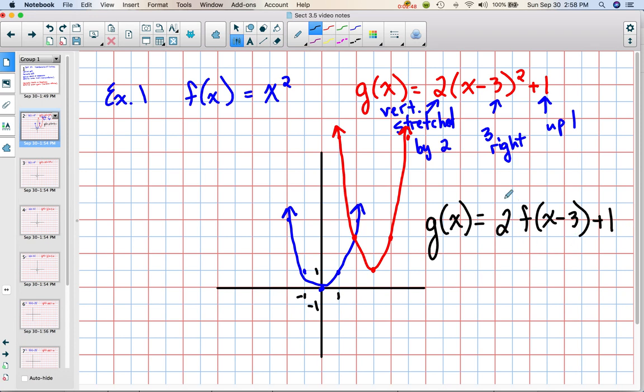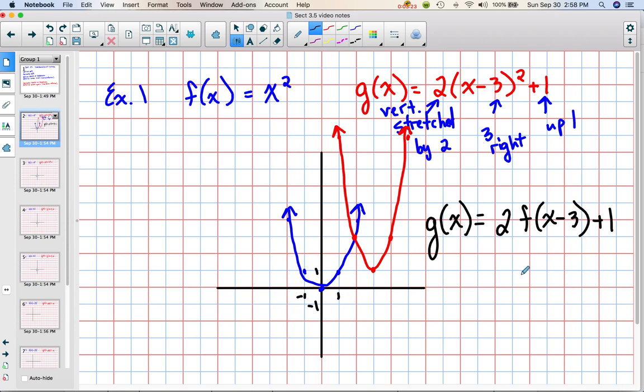So this is telling me it's vertically stretched because I have a 2 out front. It's horizontally shifted 3 to the right and vertically shifted up 1. Notice that in this notation there's no reference to the fact that my function f of x is x squared. So this would work for any function that has been vertically stretched, horizontally shifted 3 to the right, and vertically shifted up 1. It could be an absolute value function or some other kind of function.